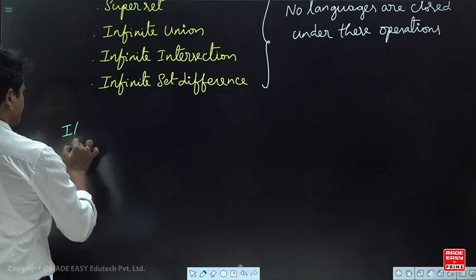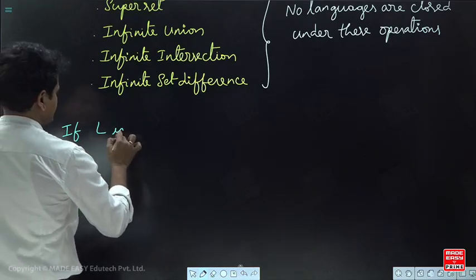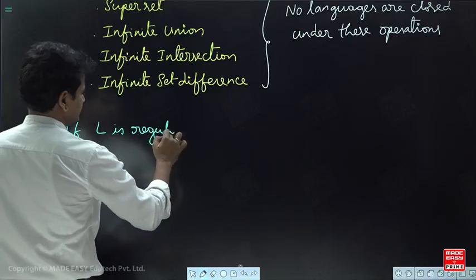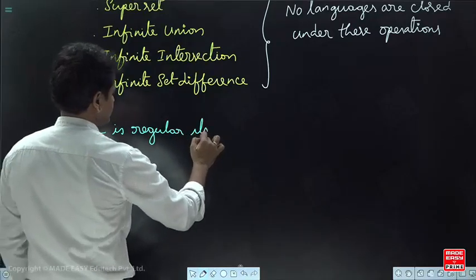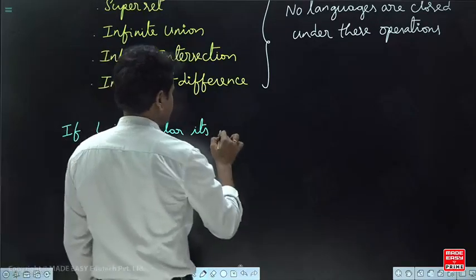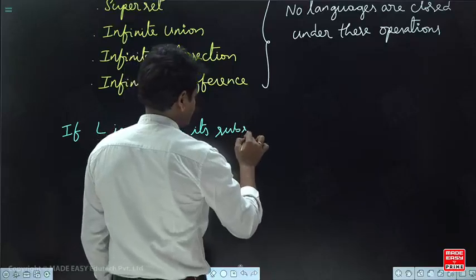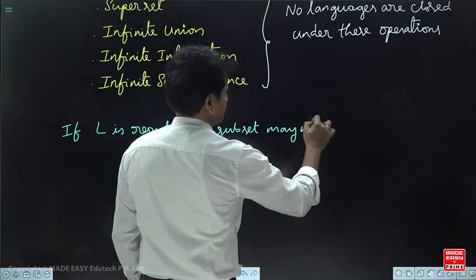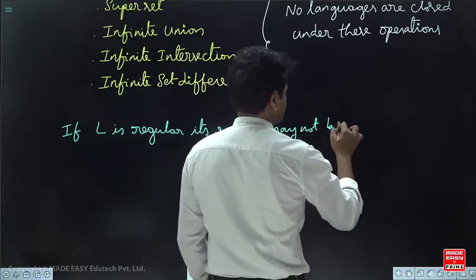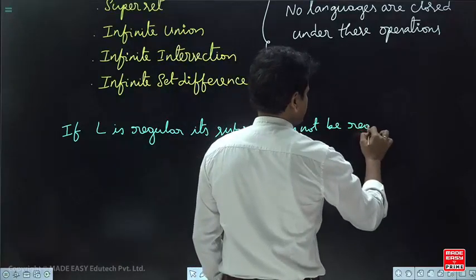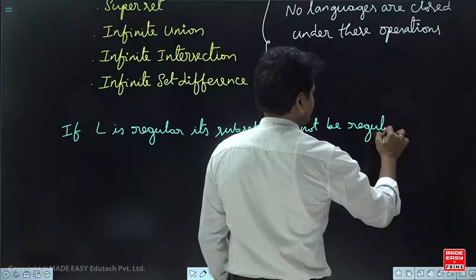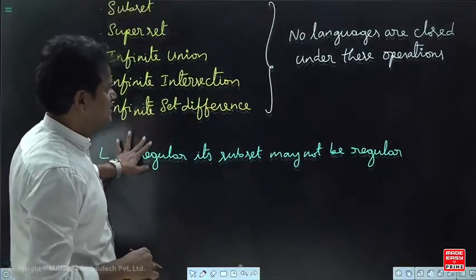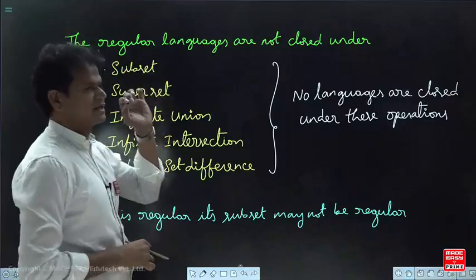Subset. If L is regular, its subset may not be regular. Not closed under subset means it doesn't say it is never regular. Okay? Not closed means sometimes it may be regular, sometimes it may not be regular.